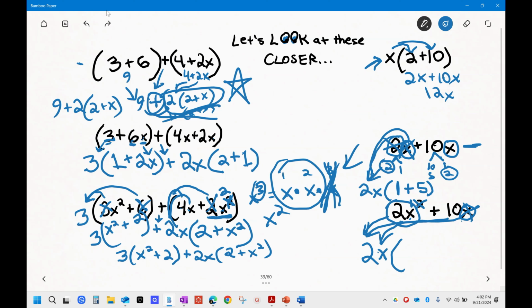So the 2x squared that we originally had divided by the 2x that we took out leaves us 1x left. We got rid of that 2 and we got rid of one of the x's. So we just have the 1x left inside the parentheses. And then the 10x, when you take 2x out, is going to be just plain old 5. So this answer is going to be 2x times the parentheses of x plus 5.